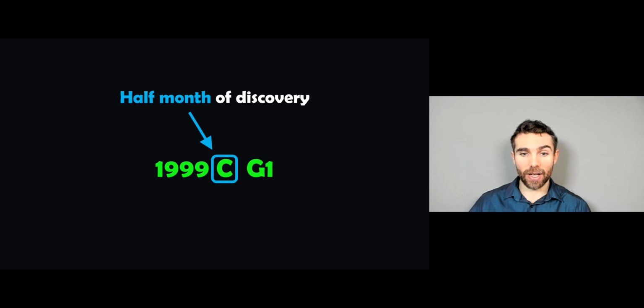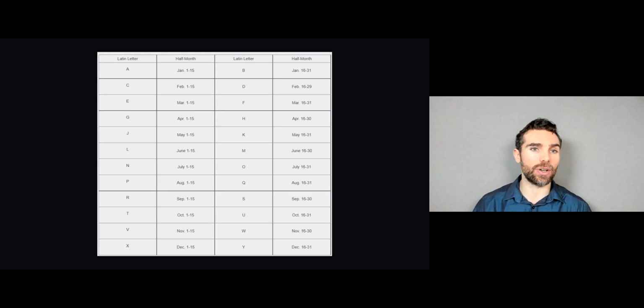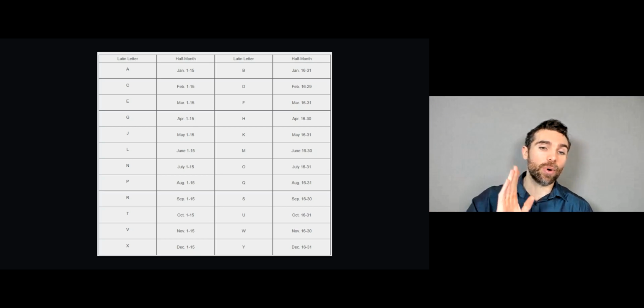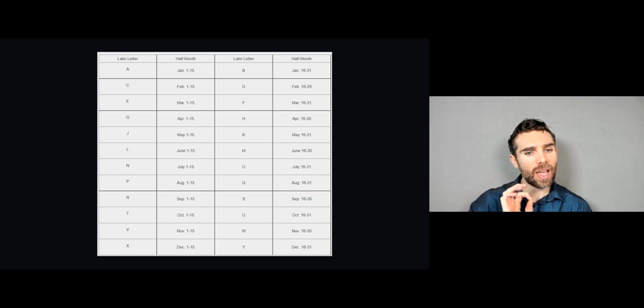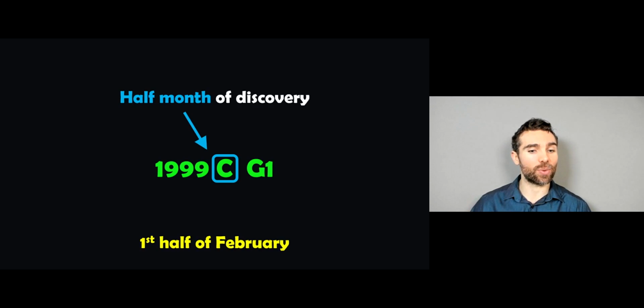So to give you an idea of that, this is the system that is being used. A would be if it was discovered between the 1st and the 15th of January. And then B would be the 16th to the 31st. So the months are split into half months, and that letter tells you which half of that month it was actually discovered in. So if we go back to our example, we have a C here. So what that's telling us is that this object was discovered in the first half of February. So it was discovered in 1999 and in the first half of February.